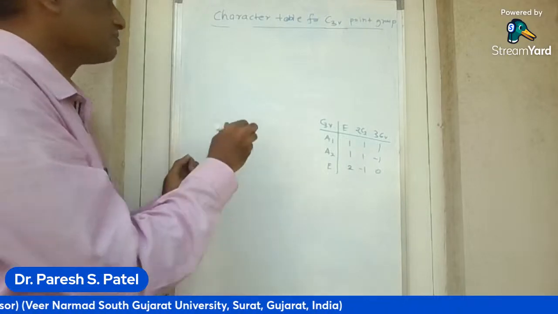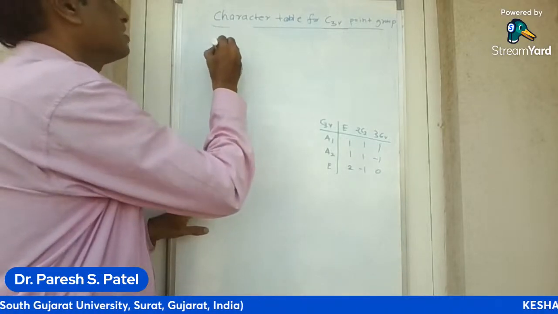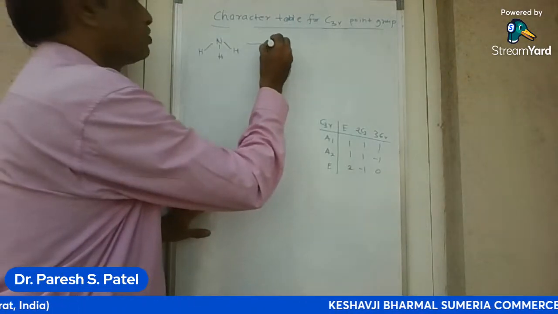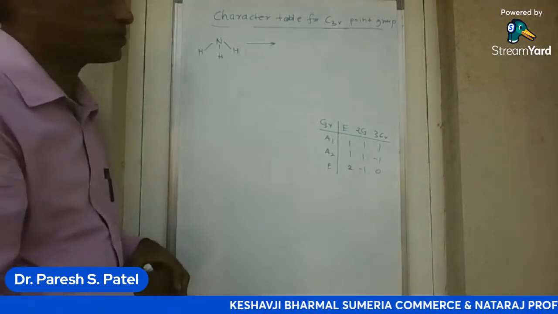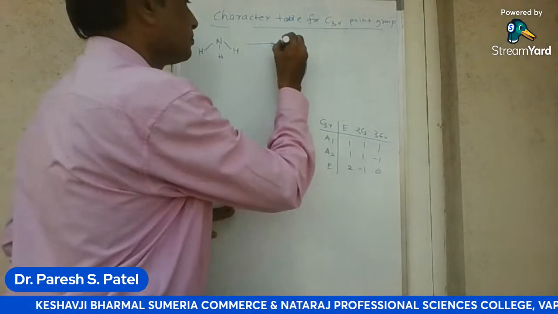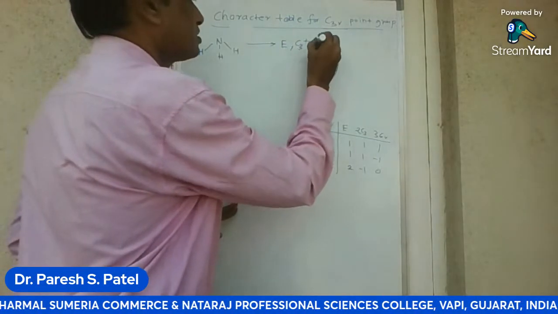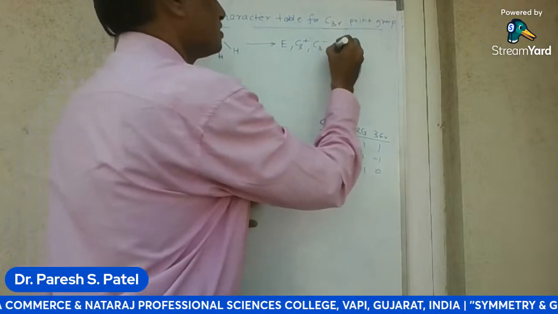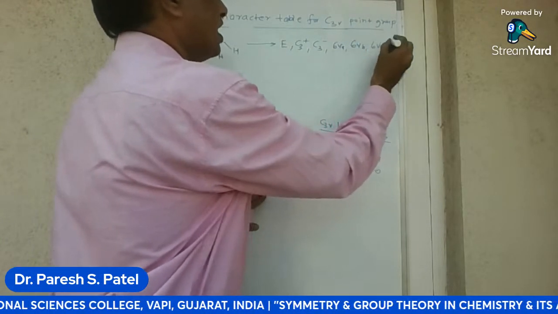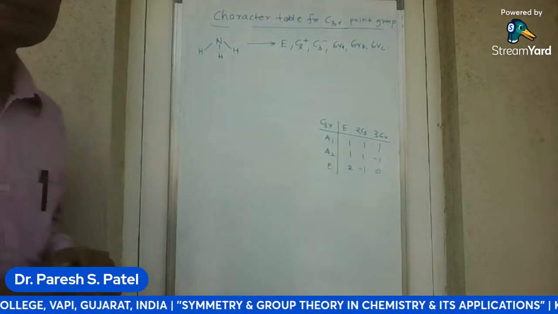So dear students, first of all let us consider the ammonia molecule. It belongs to C3V point group. It consists of E, C3 plus, C3 minus, sigma Va, sigma Vb, and sigma Vc symmetry elements.